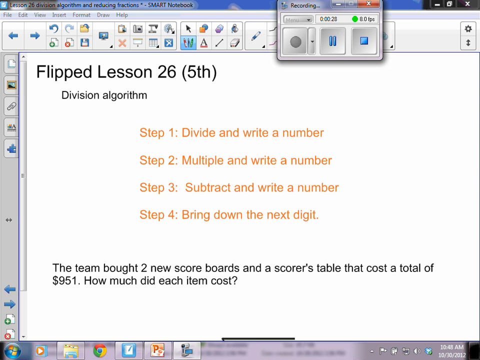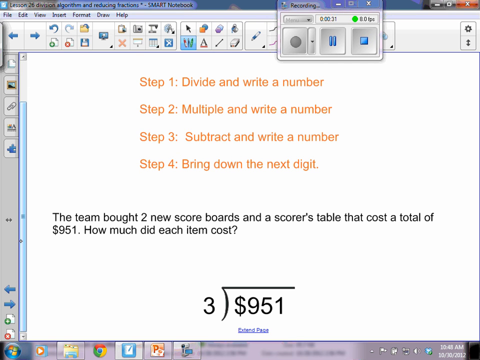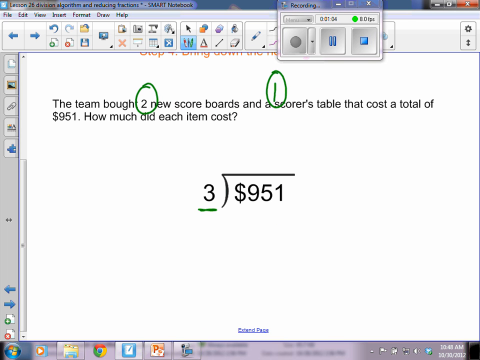Now let's take a look at a problem so we can help understand exactly what these steps are referring to. The problem says the team bought 2 new scoreboards and a scorer's table that cost a total of $951. Now the question is, how much did each item cost? Now this assumes that they are all equal priced, and so by looking at that, we see that we have 2 of those, and that would mean we have 1 table, so 2 plus 1 is going to give us our number 3 here. All right, and so since our total price was $951, we're going to divide 951 by 3.